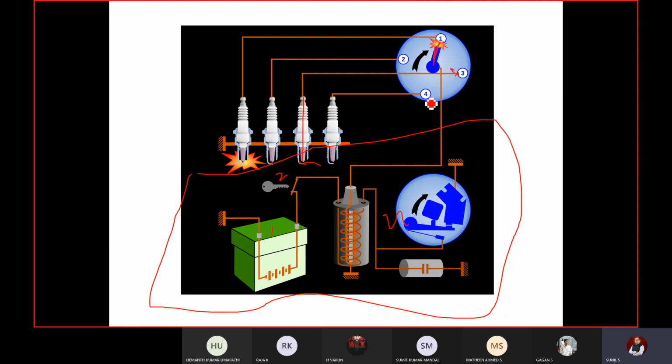Now next, as the distributor moves to 4, same mechanism takes place. In the 4 there will be an arc. When it moves to 2, in the spark plug 2 there will be an arc, and when it moves to 1, in the spark plug 1 there will be an arc. So this is how the system works.